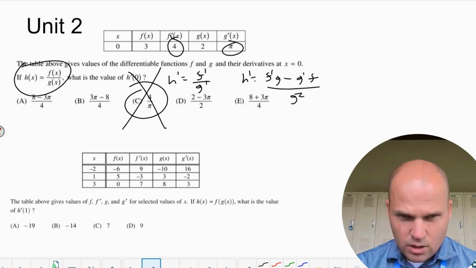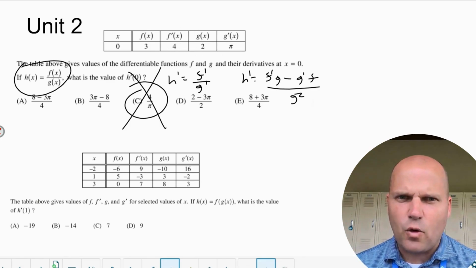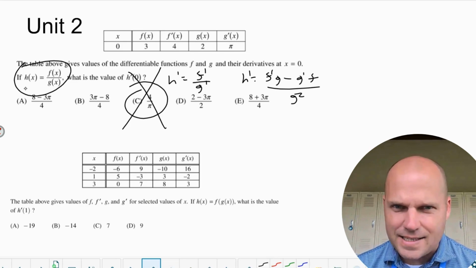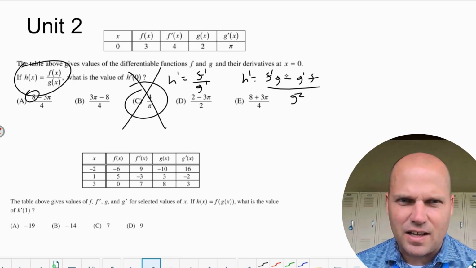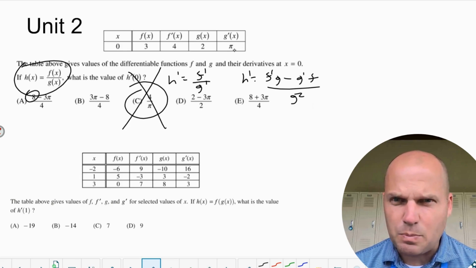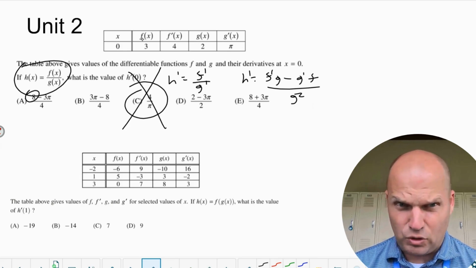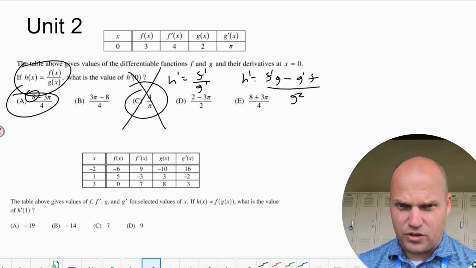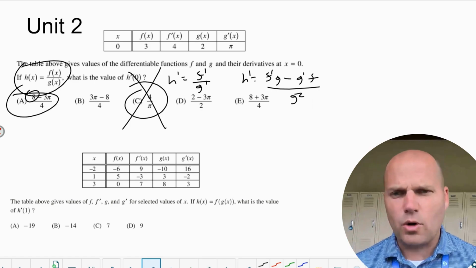f prime of 0 is 4. g of 0 is 2. So I got an 8. I see that 8 right there. And then minus g prime, which is pi, times f, which is 3. That's 3 pi. 8 minus 3 pi. There's the answer. Cool. So we're good with that question.